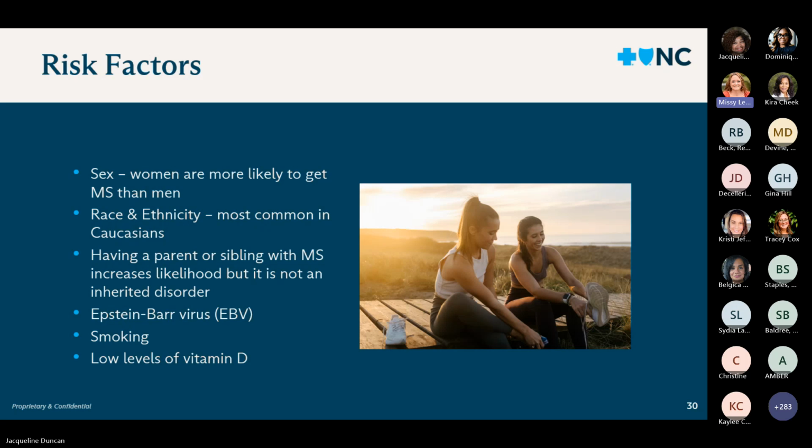Viruses like Epstein-Barr virus are linked to the development of multiple sclerosis. Those who smoke are more likely to develop MS with a more aggressive progression. They tend to have more brain shrinkage and lesions than non-smokers. Another risk factor is not spending much time in the sun and having low levels of vitamin D. Research shows people who spend more time in the sun have relatively higher levels of vitamin D and are less likely to develop MS.